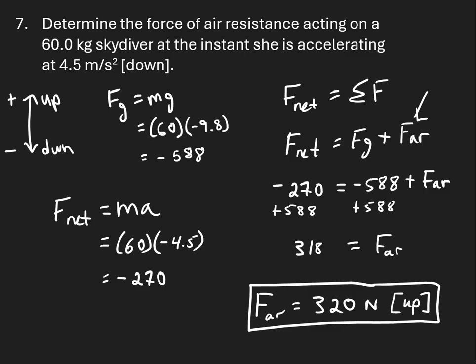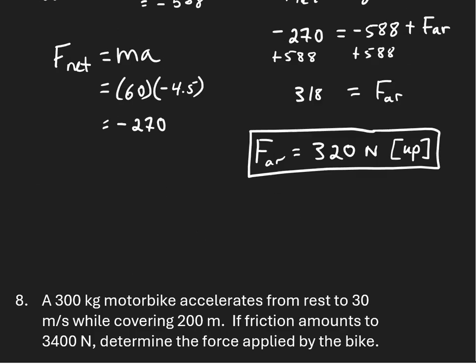We said we wanted to find the air resistance. We had our force equation. We knew we could calculate force of gravity, and we could calculate net force with the stuff we had, and that allowed us to plug in those pieces and get that one piece we don't have, air resistance. Okay, let's move down to number 8.